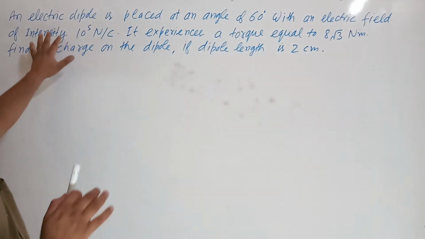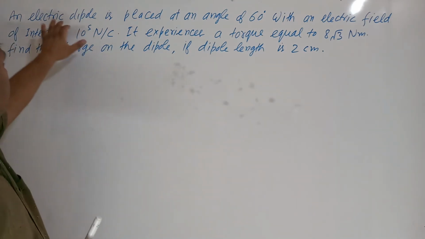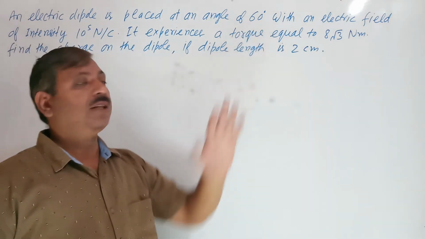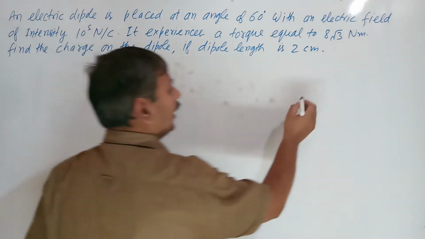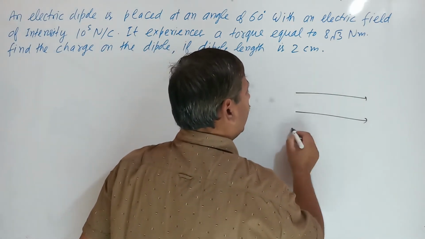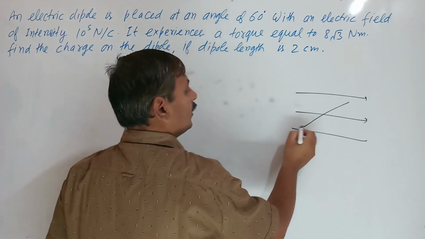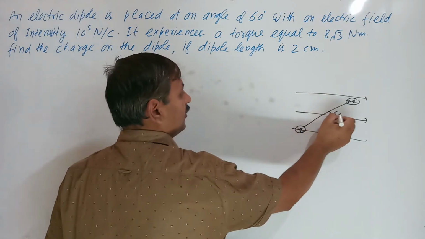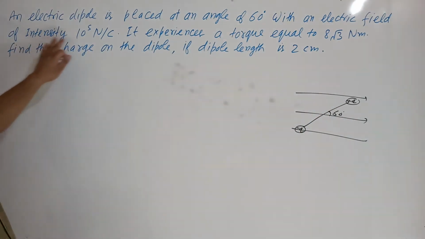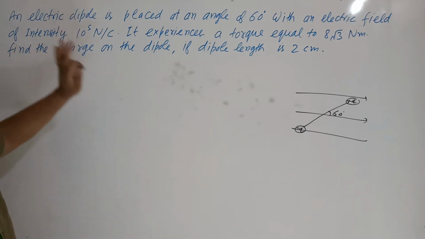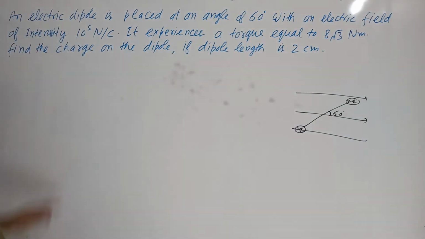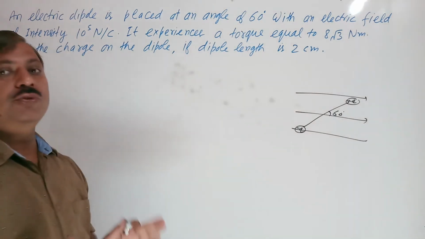Now a problem based upon the electric dipole. An electric dipole is placed at an angle of 60 degree with an electric field. Suppose this is the dipole, and it forms an angle of 60 degree with the electric field of intensity 10 raised to 5 Newton per Coulomb. It experiences a torque of 8 root 3 Newton meter. Find the charge on the dipole if the dipole length is given as 2 centimeter.